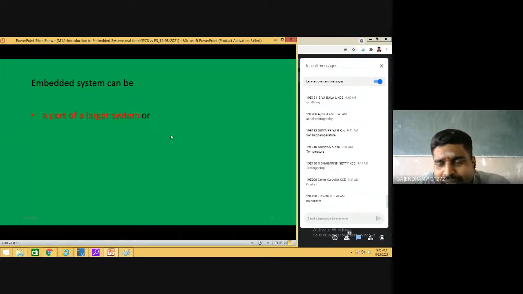Now we will see one major category in our embedded system. The first one is the part of a large system. The second one is the standalone system.